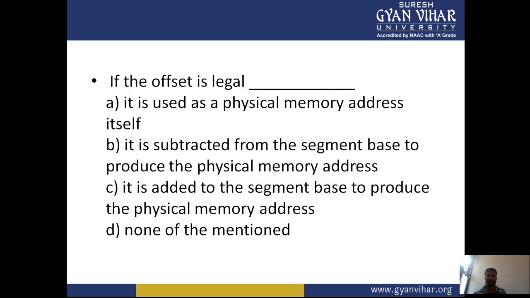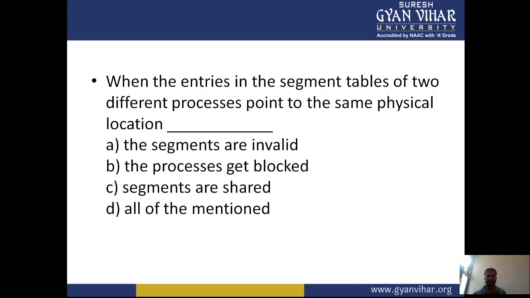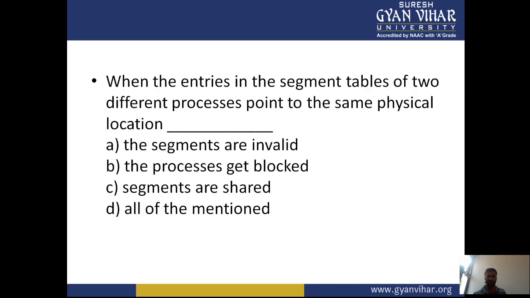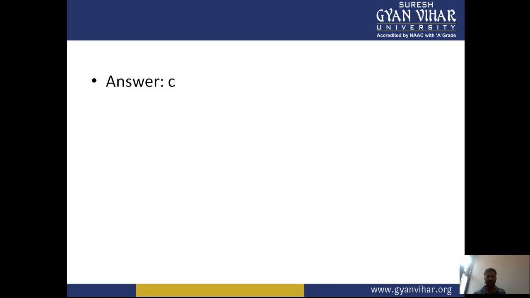That it is used as a physical memory address itself. So when the entries in the segment table of two different processes point to the same physical location, then the right answer is that segments are shared, right? Protection of it is 0 divided by 1 base. So write only, read only. So C is the right answer, read and write both.